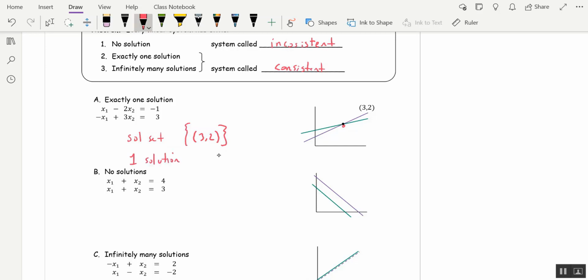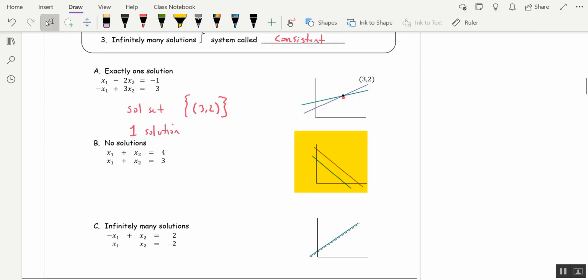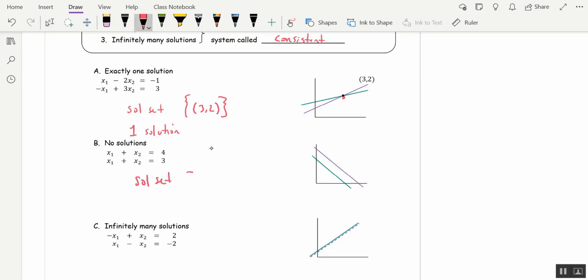Okay, so 2 equations, 2 unknowns. Geometrically, what you're looking at is 2 lines. The 2 lines can either cross in one place. They can never cross. That's what I have here. So the solution set is the empty set because there are no solutions.